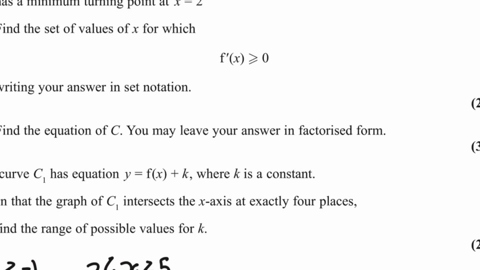And now, okay, part C is an interesting one, where the curve C1 has equation y is f of x plus k. It intersects the x-axis at 4 places. Find the range of values for k. Well, what is plus k? That's just a translation upwards or downwards, depending if k is negative or positive, by a value of k, right?